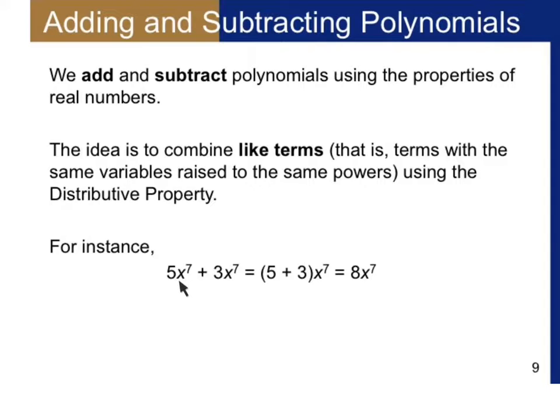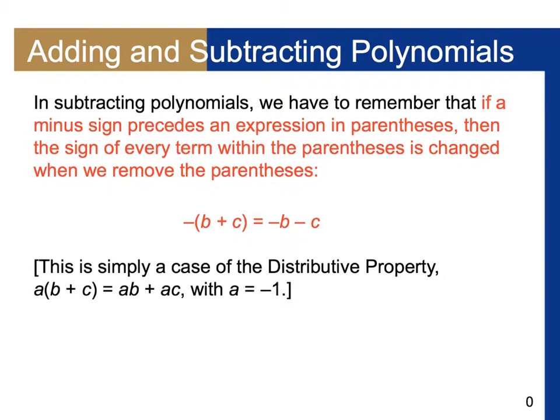That number in front, the coefficient, tells you how many of those x to the 7ths you have. So we have 5 of these x to the 7ths, and then we have 3 more of these x to the 7ths. So basically we're just adding the 5 and the 3 to get 8 x to the 7th. So like terms have the exact same variable configuration with the same exponents. This says 5 of these, and this says 3 of these, and you add them up and you get 8 of those.